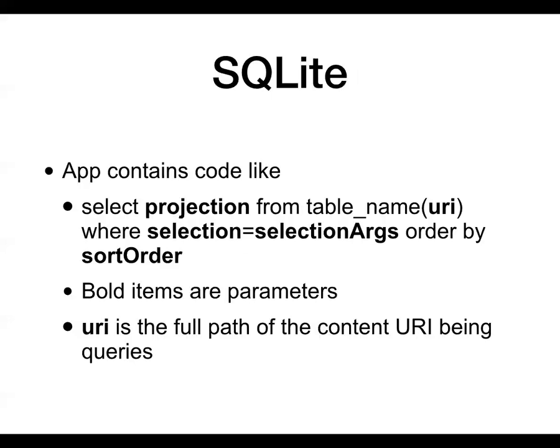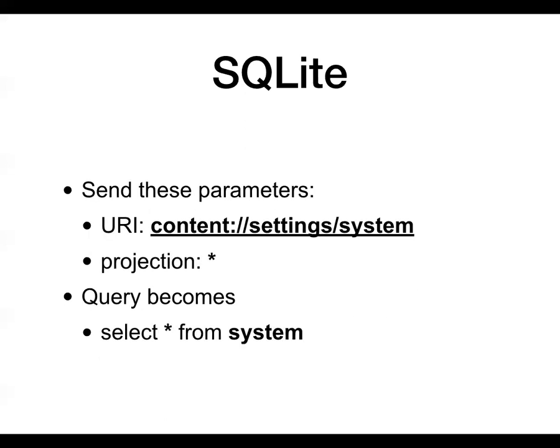So there are in principle several database stores supported in Android, but the one people use most often is SQLite. And it's just like Microsoft SQL or MySQL, it's just as vulnerable. So you have queries that look like this: select projection from table name URI, where selection equals selection args, order by sort order, just like any other SQL. The bold things are parameters. And if you have control over one of them, and you can put in special characters like semicolon and dash dash and apostrophe, you can inject stuff which will be misunderstood. So if you send content://settings/system for the URI and projection star, then you get select star from system, which gives you everything.